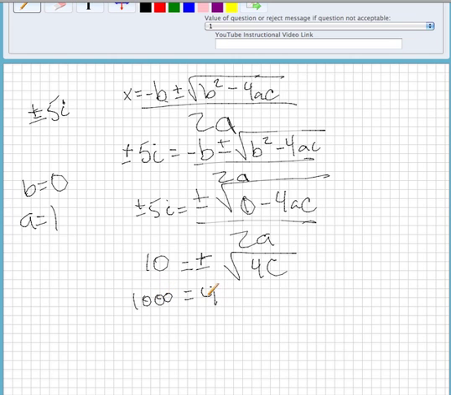Then 4c is 100, and then c equals 25. So that is our last coefficient.